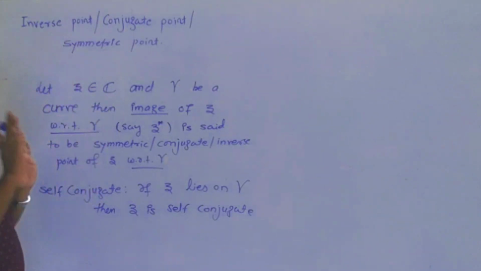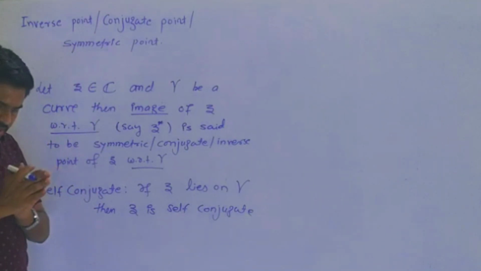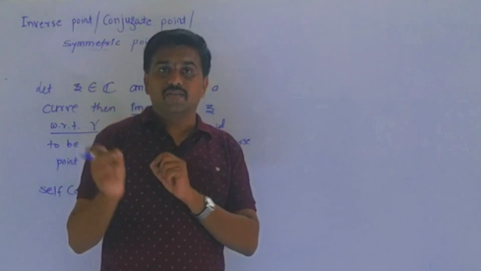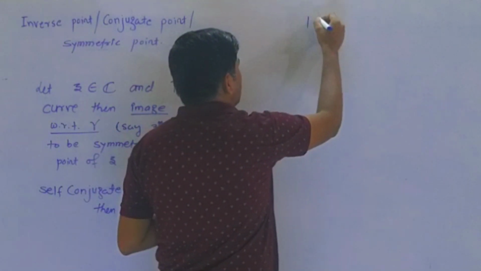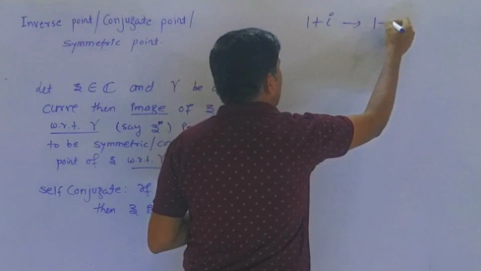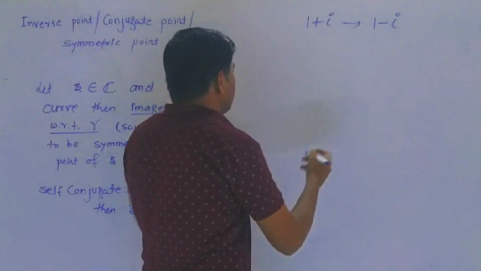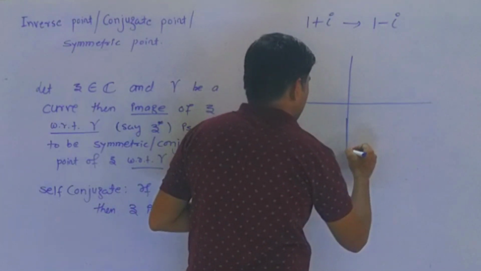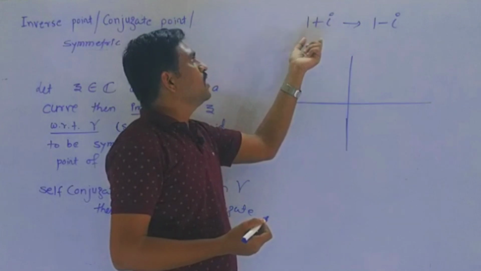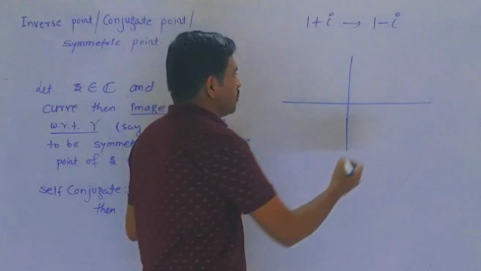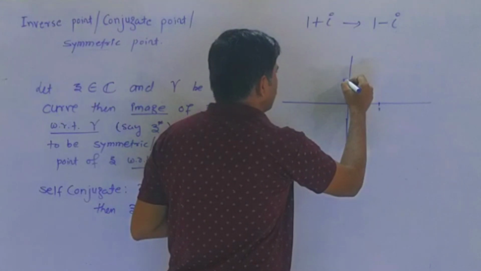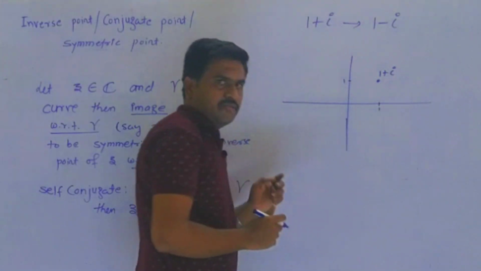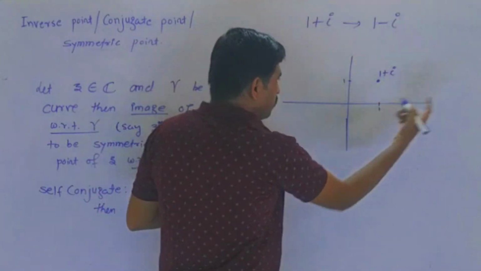Now see, this is the scenario of conjugate point, symmetric point, inverse point. Now see why you told me the answer 1 minus i. If I ask what is the conjugate of 1 plus i, you told me 1 minus i. Why? Because now see the graphical representation. Where is the position of 1 plus i on the plane? This is 1 on the x-axis, this is the y-axis, and this is the position of 1 plus i, and you told me the conjugate is 1 minus i.